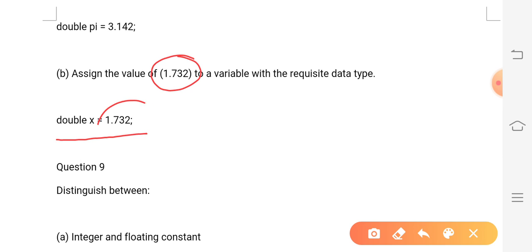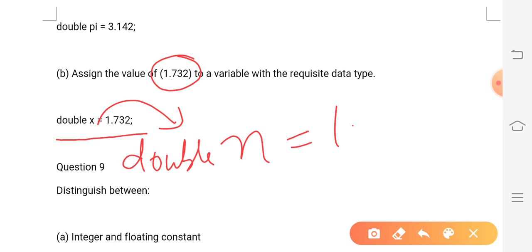Now this x depends again on you, what you want to take as the variable name. You can also take double n is equal to 1.732 semicolon. Okay, and it is a must to apply a semicolon at the end. And one more thing I want to tell you is that the d of double will be small, because it is a data type.